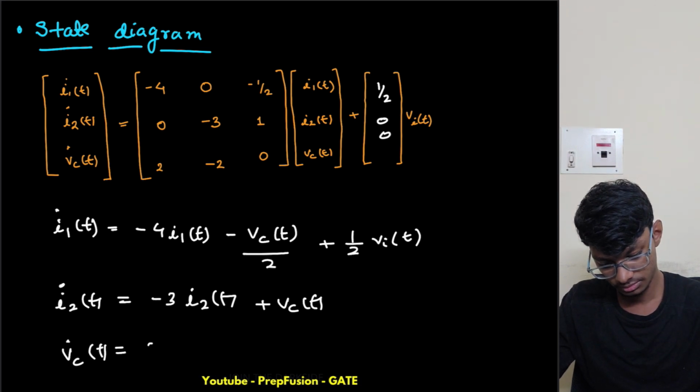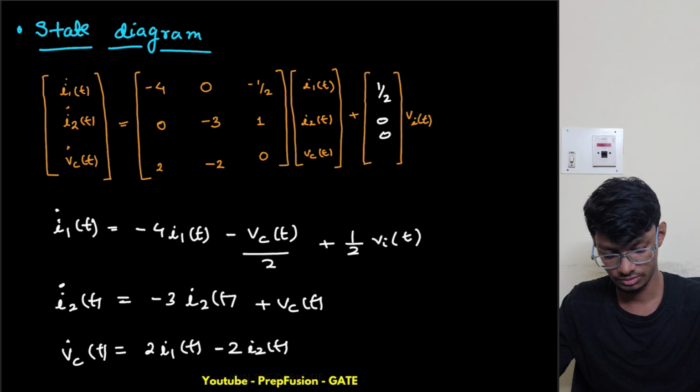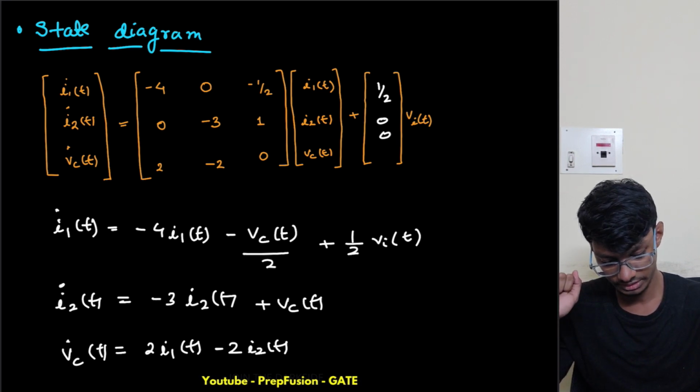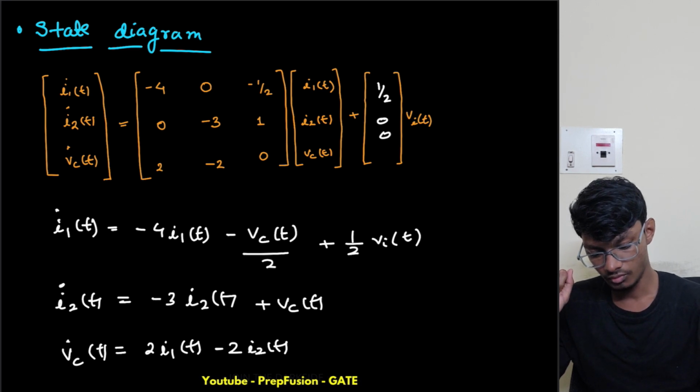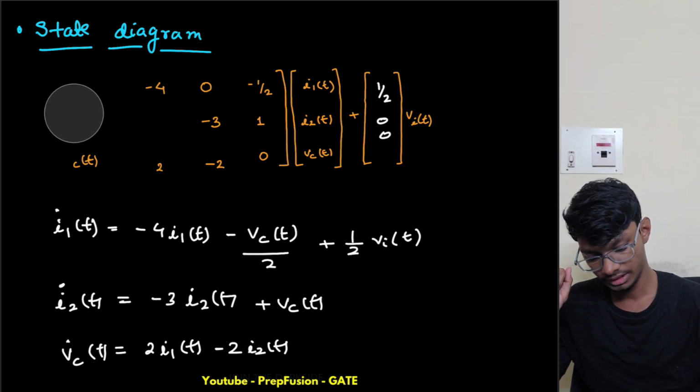This is 2 I1 of t minus 2 I2 of t, and this is 0 only. So yes, these are the equations basically. Now I will draw the state diagram with the help of these equations.